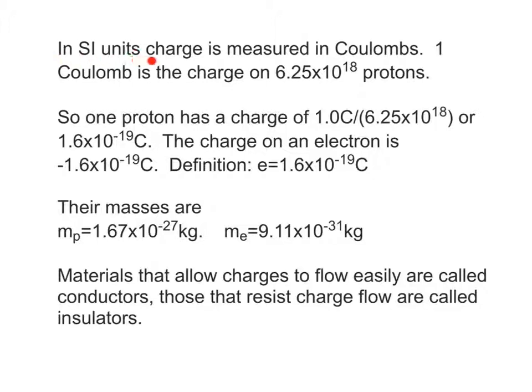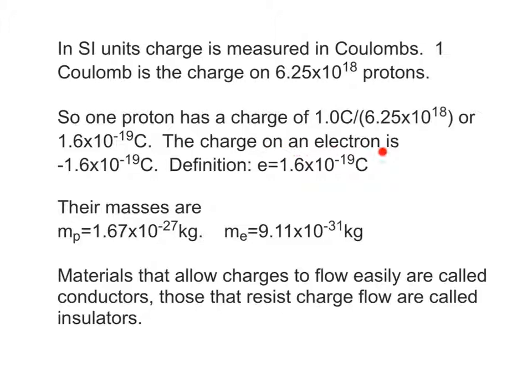In SI units, charge is measured in coulombs. That's our SI unit for charge. 1 coulomb is the charge on 6.25 times 10 to the 18th protons. So 1 proton has a charge of 1 coulomb divided by this big number. So 1 over 6.25 times 10 to the 18th is 1.6 times 10 to the minus 19th coulombs, and that's the charge on a proton.